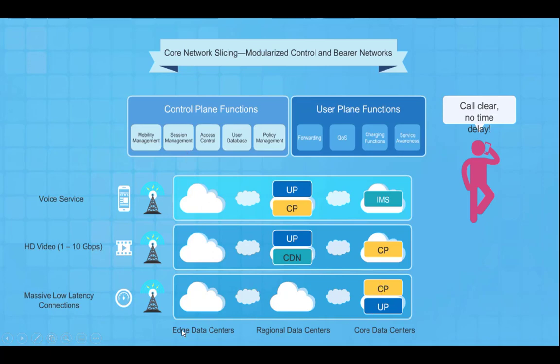This cloud shows the S data center, these clouds show the regional data centers, and these clouds show the core data centers. When we arrange everything, you can say that on the receiving end the receiver is saying call is clear, no time delay, means everything is good at all.